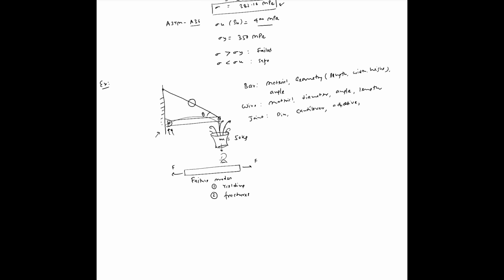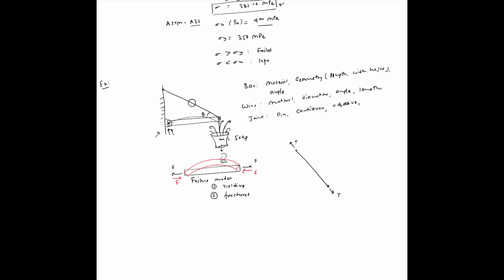But the bar could also be in compression. And again, we'll find that out from the free body diagram and equilibrium analysis. If the bar is under compression, then its failure mode is basically what we call buckling. So it will basically bend out of shape like that. Now, as far as the wire is concerned, which is where our focus is, the wire can only take a tensile load. It cannot take a compressive load. We have seen that before, which means that it can only fail either via yielding or via fracture. Those are the two possible failure modes for the wire.